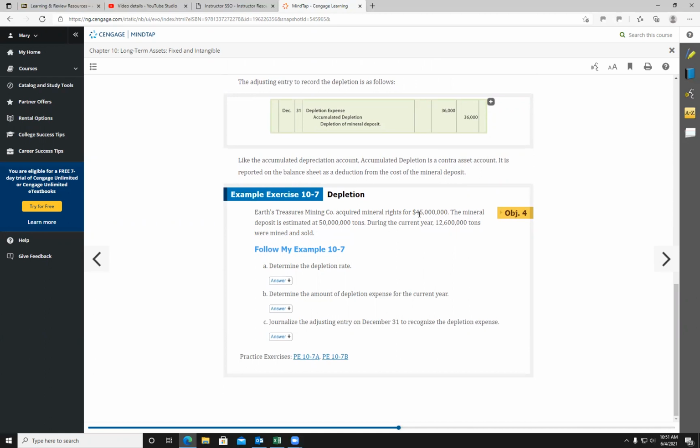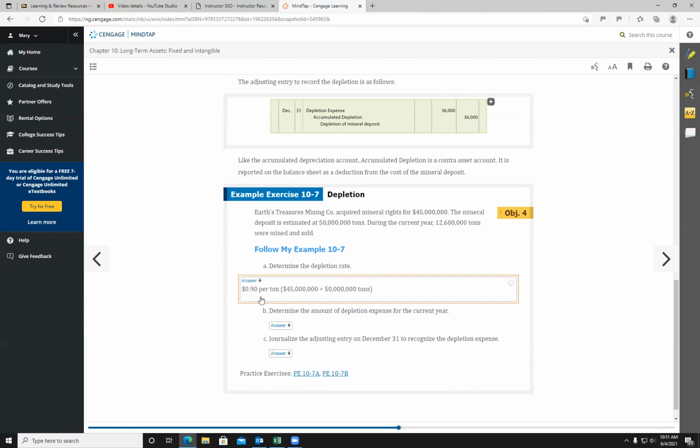The depletion rate is going to be the cost of acquiring it divided by the total estimated resources available. So you take 45 million and divide it by 50 million, and your answer is going to be 90 cents per ton. That is your depletion rate.